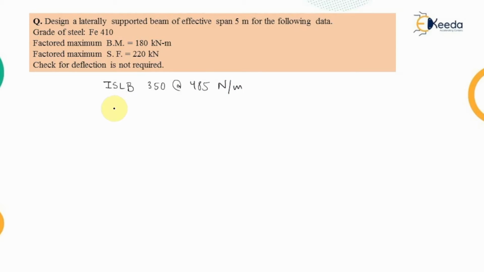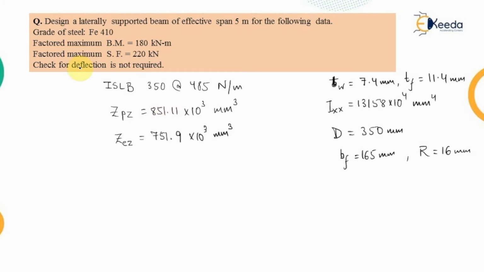So for this section we will obtain the required properties. Zpz value comes out to be equal to 851.11 into 10 raised to the power 3 cubic millimeter. So this is the actual section modulus for this section, however we require the lesser value, that's why it would be appropriate to choose this section. The plastic section modulus corresponding to this ISLB section of 350 millimeter depth is 851.11 into 10 raised to the power 3 cubic millimeter, which is greater than the required value.